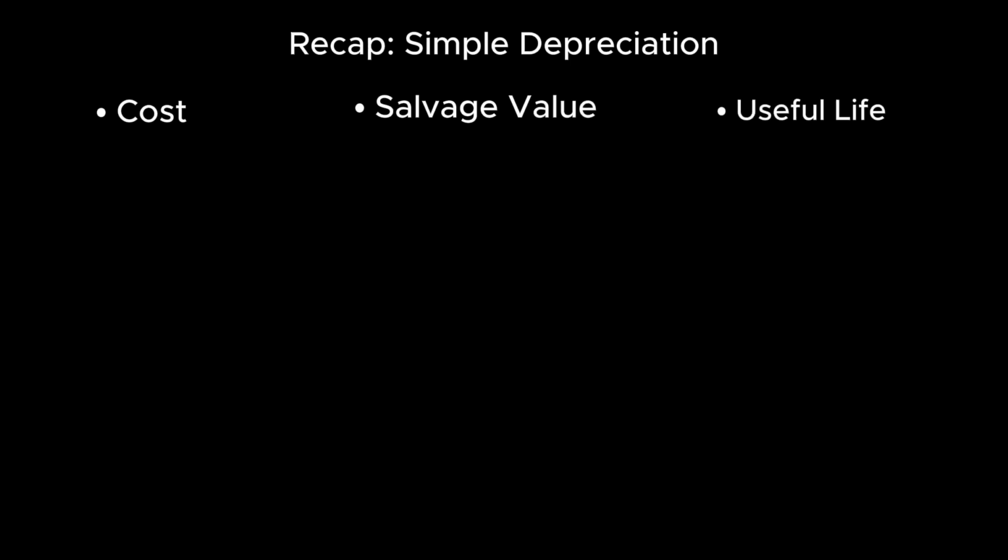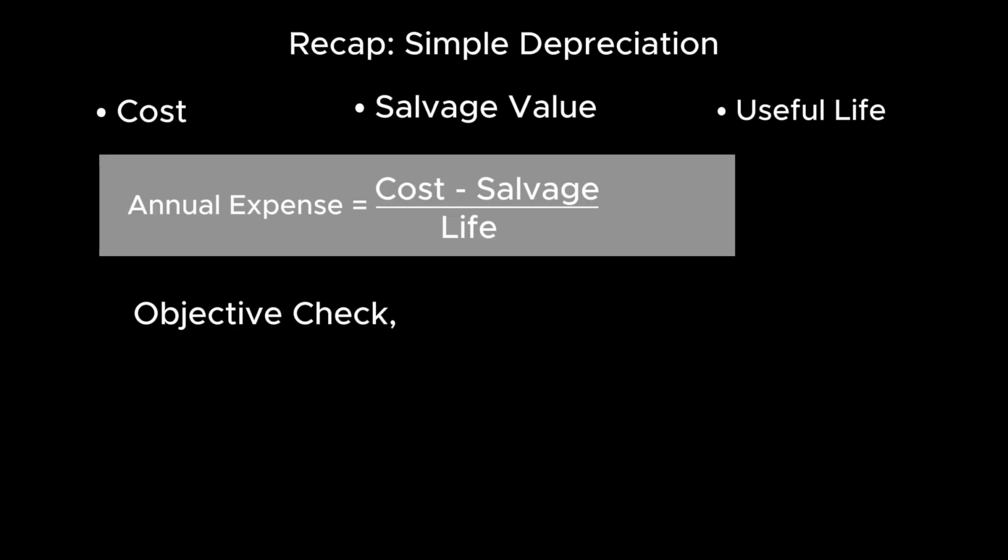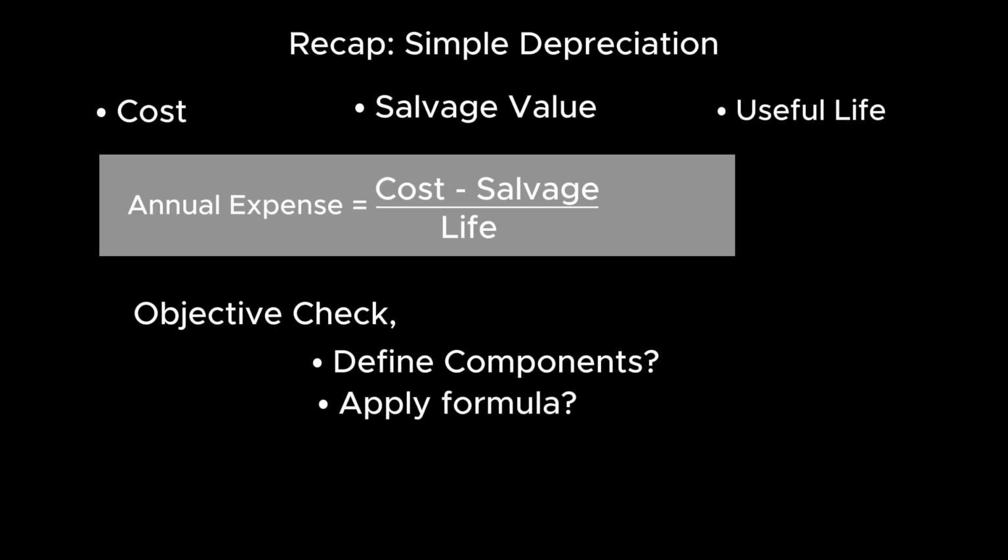Great work today! We have successfully covered the essentials of simple depreciation. To recap, we defined the 3 essential components: the initial cost, the salvage value, and the useful life. We also applied the straight line formula, which is the asset cost minus the salvage value, all divided by the useful life. We also saw through our delivery van example that this method creates a predictable, steady expense that reduces the asset's book value down to its salvage value over time.